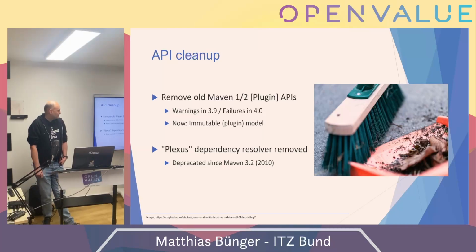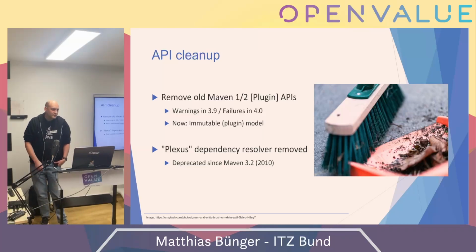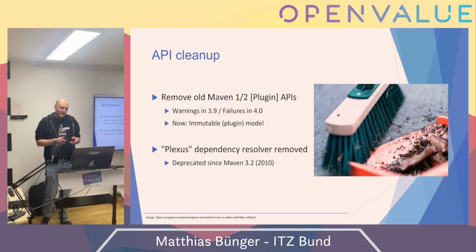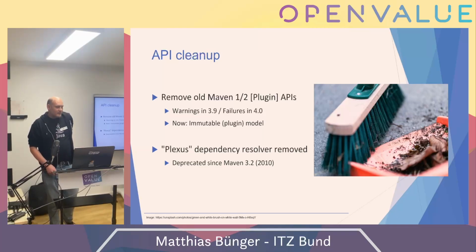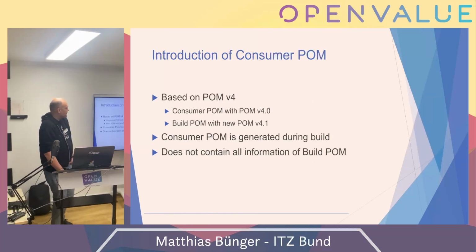To give you an example about dependencies which are removed, there is the Plexus dependency resolver, which is deprecated since Maven 3.2 or since 2010, and it's still used, to be honest, even in some Maven plugins, because we can't update them all in one place. But this is just an example of dependencies which are already deprecated, and you still see plugins popping up using this. Yeah, that's the Java side of the update.